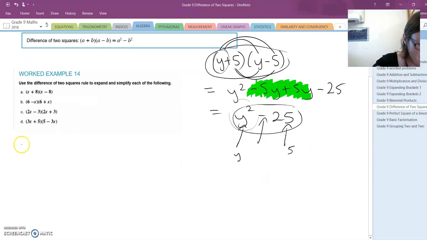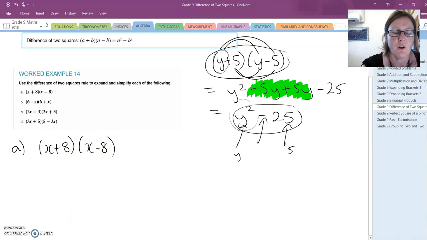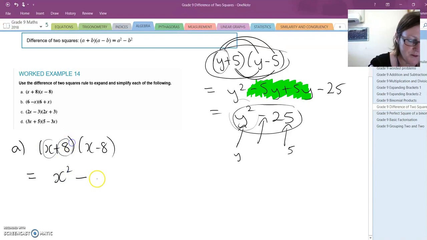Let's look at the first example that the textbook has done. X plus 8, x subtract 8. So yes, this is one of the special types of binomial products. What's in the brackets is exactly the same except for the sign. So we can do a shortcut. We're going to end up with two terms, a difference in the middle. The first term, we square this. The second term, we square the 8. So it's really good for us to be able to recognise these patterns. This is the pattern if it starts off exactly the same in the brackets except for the sign.